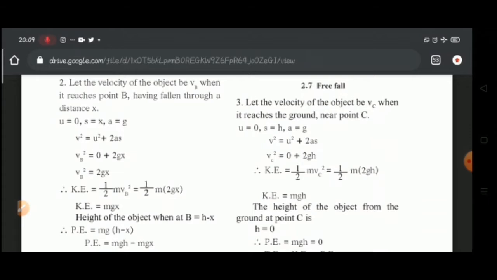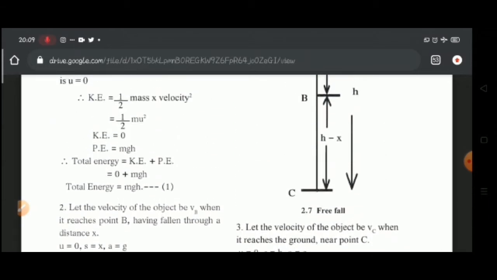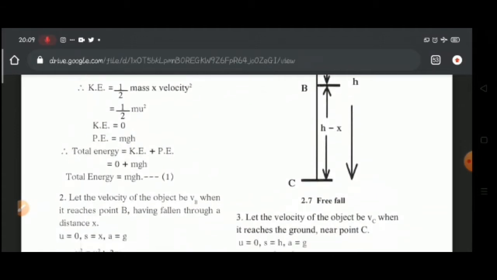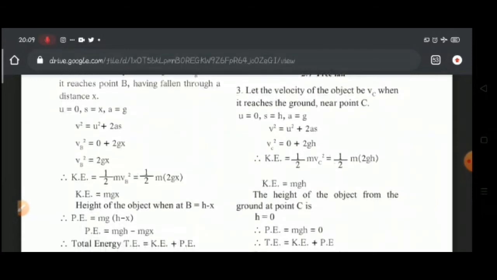So like we had seen before, in the first situation we got total energy solely depending on the potential energy. So even in here the kinetic energy becomes half m vB square, where vB square is equal to 2 into g into distance, whereas kinetic energy is equal to mass into g into the distance.